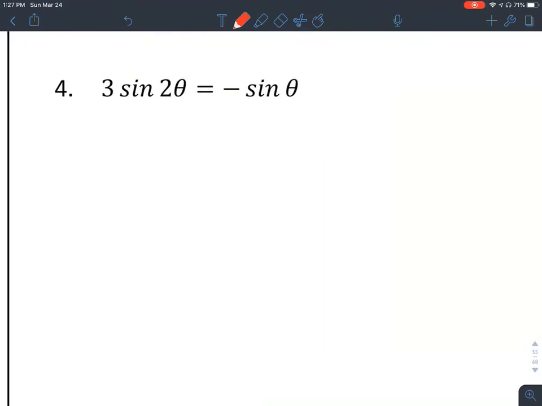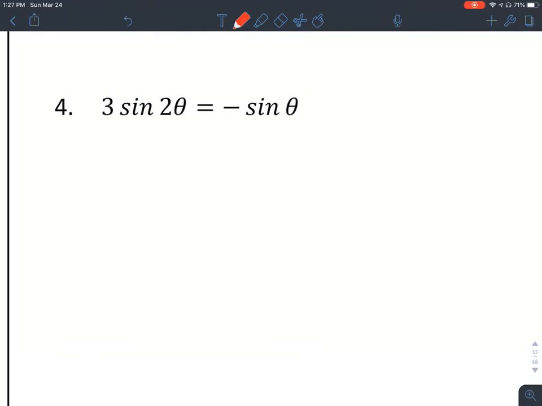Number 4, if I add sine to both sides, this will not factor. At first glance, you might think it does. You might say, well, there's a sine in each of these terms, let's factor it out. But you can't do that because this angle is theta and this one's 2 theta.